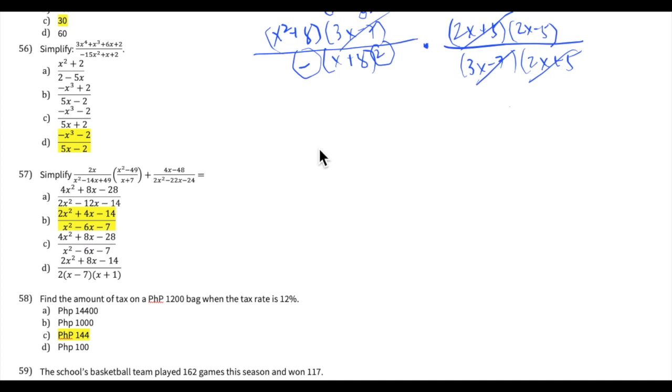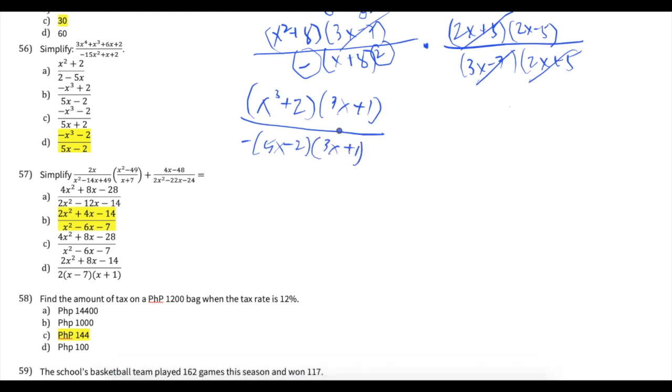To simplify, kailangan natin i-factor ang numerator and denominator. Okay? For the numerator, kapag i-factor out natin yan, kailangan ng grouping method. Ang factors na makukuha would be x cubed plus 2 times 3x plus 1. Ang denominator naman, if you factor this one, meron ka lang trinomial, ilabas mo na yung negative. Ang answer would be negative 5x minus 2 times 3x plus 1. Okay? Anong pwedeng cancel?